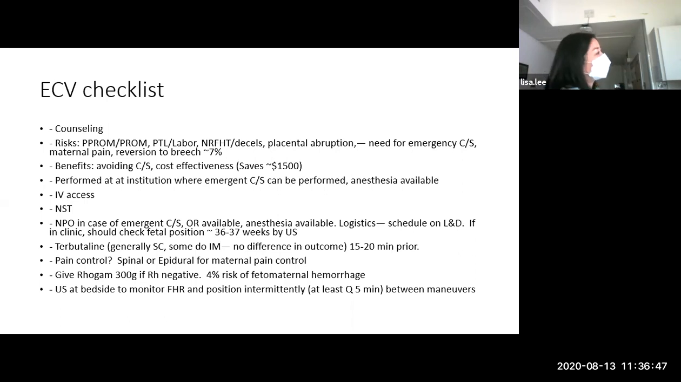So either's fine. Pain control we talked about, and if she's Rh negative, you do want to give RhoGAM because there's a 4% chance of fetal maternal hemorrhage. And then you also want ultrasound available at the bedside, and you should be checking fetal heart rate, because you have the toco and all the monitors off so that you can do your maneuver. So just put the ultrasound on there to check the heart rate and also how much progress you're getting in terms of the fetal position, at least every 5 minutes.